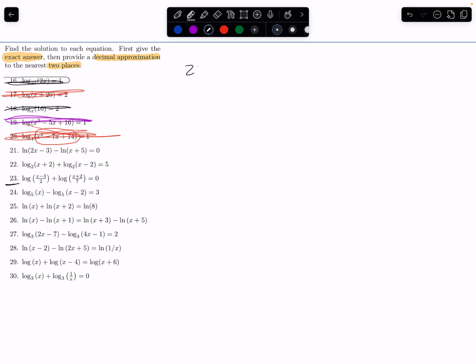Okay, 21. Natural log of 2x minus 3 minus log of x plus 5. So for the first time, here we have 2 logs, right? So how do we deal with that thing? Well, we actually just combine it to make a single log using our rules of logs. And this is why we practiced in the previous section, section 3.3, on how to do that kind of thing.